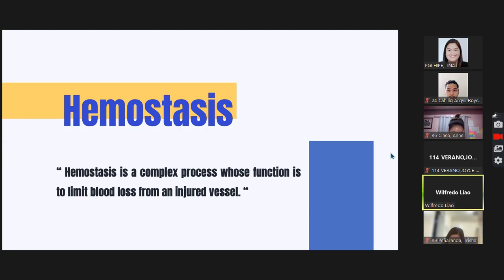And there are phases of your wound healing. Number one is your hemostasis. That's the first phase of your wound healing. Number two is your inflammatory phase. The third is your granulation phase. And lastly, your remodeling or maturation phase, which usually takes about 6 months to 1 year for your wound to heal, and this involves collagen. So these are the four phases.